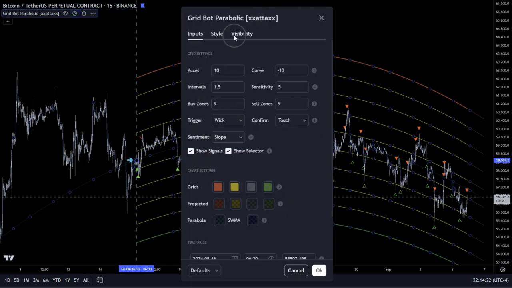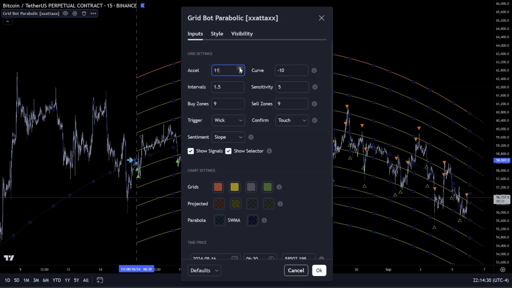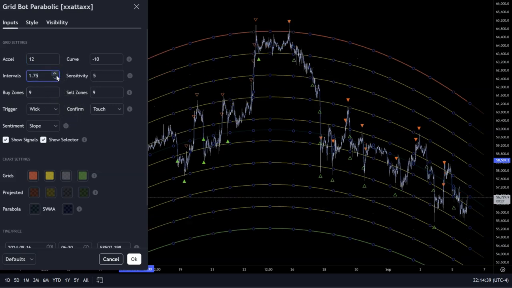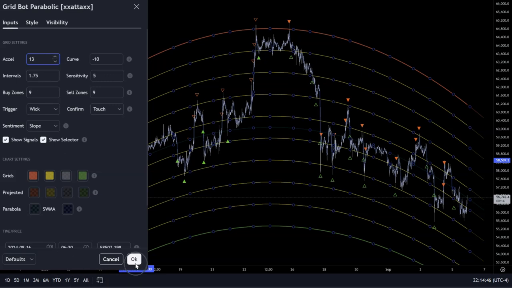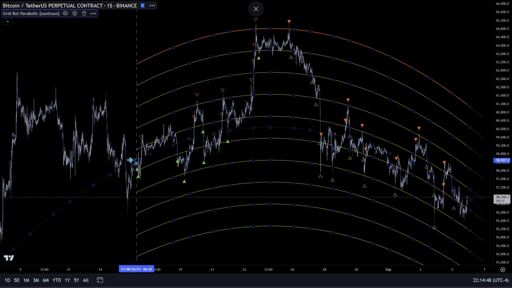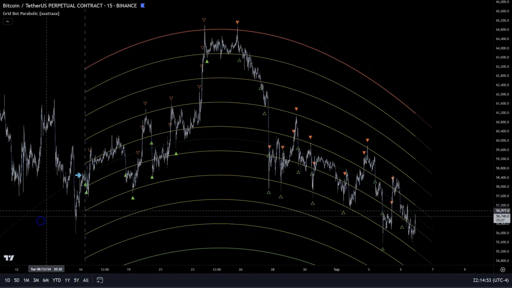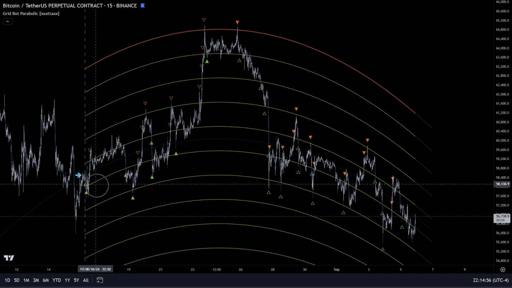And when you return to the settings, you'll see the full settings now that the indicator is loaded. And we're just going to experiment by moving the acceleration a little higher and perhaps adding a little bit to the intervals. You'll see this changes the grid spacing. Let's move it a little bit higher, and let's just assume that this is where we want it. Again, you can always change this and look at this. So we have the parabola in the shape we want, and it does fit the shape of the current market.